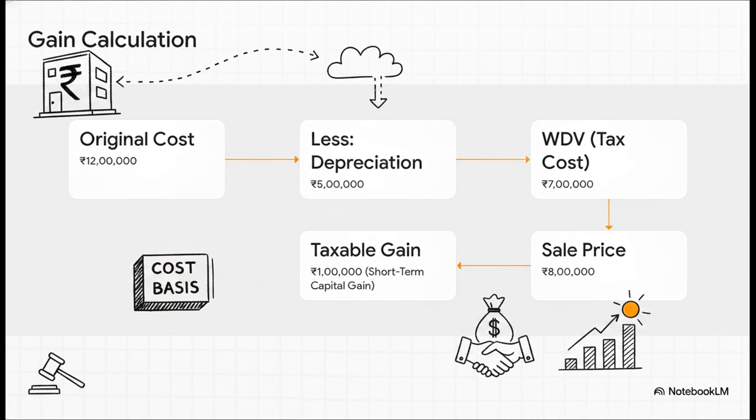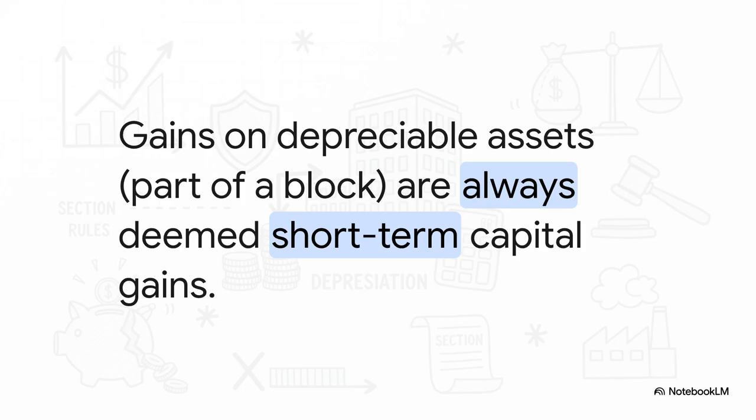See how that works? And here's another super important detail you can't forget. When this asset is part of a block of assets, grouped with similar assets for depreciation, any gain you make on its sale is always considered a short-term capital gain. It doesn't matter if you've owned it for 10 days or 10 years. It's short-term. And that, of course, has a big impact on the tax rate you'll end up paying.